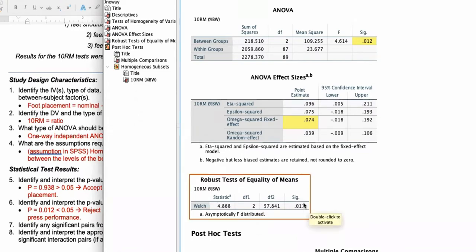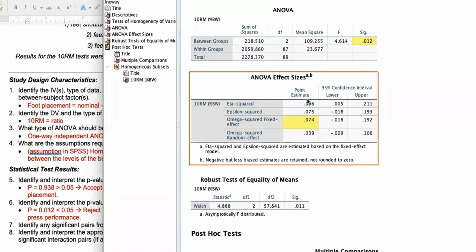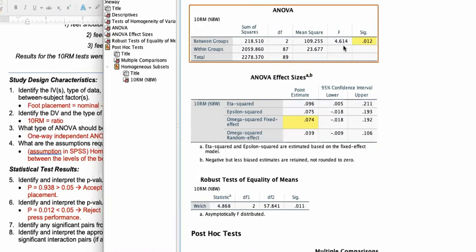But the p-value for the Welch's test would be interpreted the same way as if we were interpreting this p-value in the ANOVA table. So for example, if we had violated homogeneity of variance for this example, and we looked at Welch's p-value, we would say p is equal to 0.011, which indicates that foot placement has a significant effect on bench press performance. So interpretation is the same as what we just wrote down.